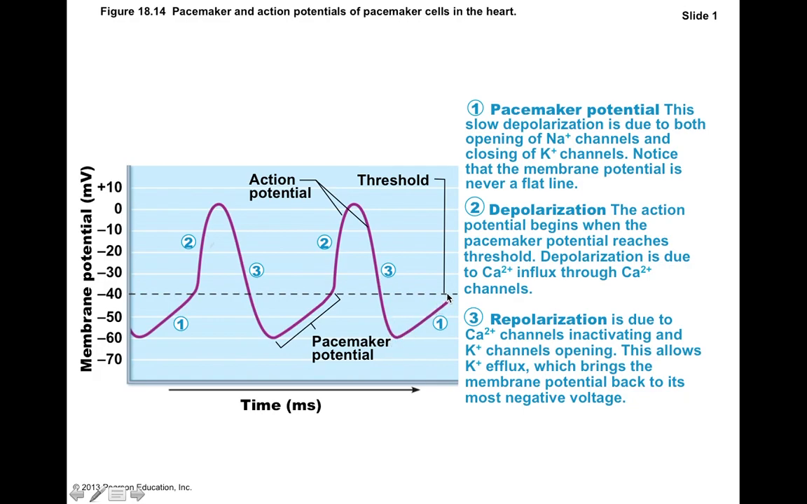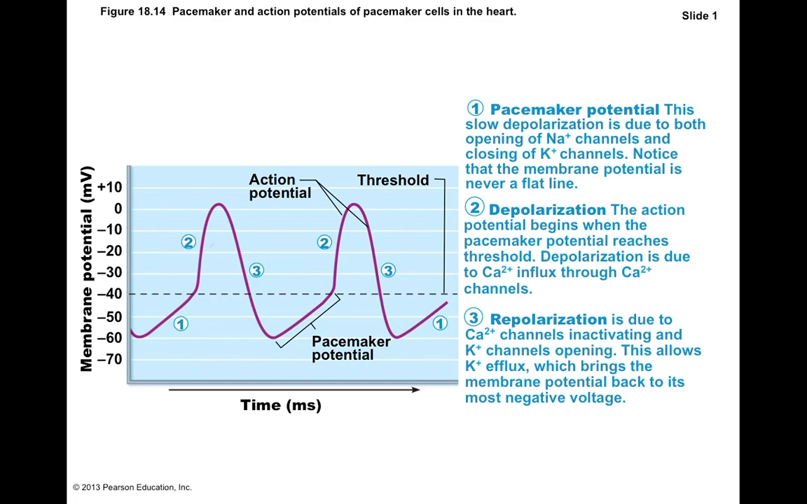Now here's the interesting thing, you guys: the slope of the pacemaker potential line is modifiable based on your sympathetic and parasympathetic nervous systems. What your sympathetic nervous system would do is make these funny channels more leaky. So if you made the funny channels even more leaky to sodium, would you get to threshold faster or slower?